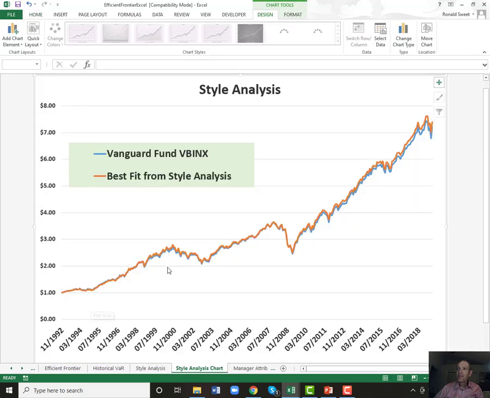You want something that's not so radically different that you really can't see anything. So you don't want one line going way up here and one that's flat way down here. It doesn't have to be as tightly matched as these two funds are, but you need a decent looking graph here. So here's the Vanguard fund, and here's the best fit style analysis. And so when I do that, I can say, yeah, the orange line does a good job of explaining the blue line. All right, so that's what you're looking for.